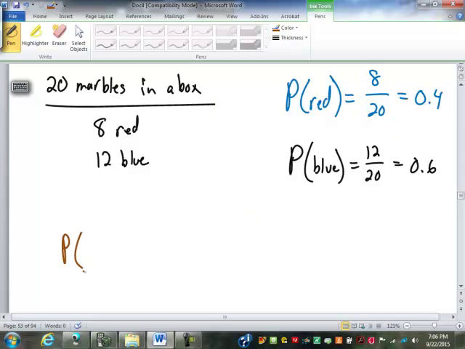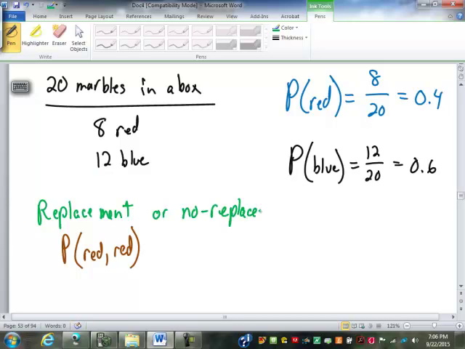Let's say I reach in there and I'm going to pull out 2 marbles. What is the probability I pull out a red marble and another red marble? Well, right now, we don't have enough information. The technical terms are with replacement or without replacement. What does that mean? Well, if you're going to do more than one thing, do you reset the whole thing in between?